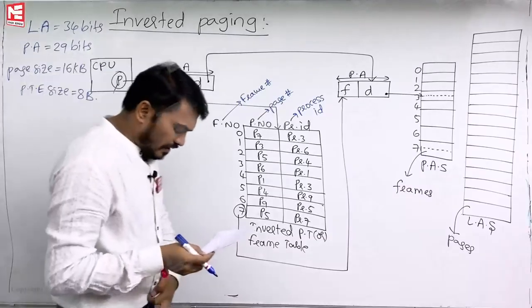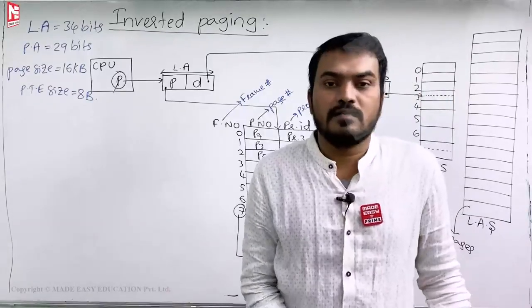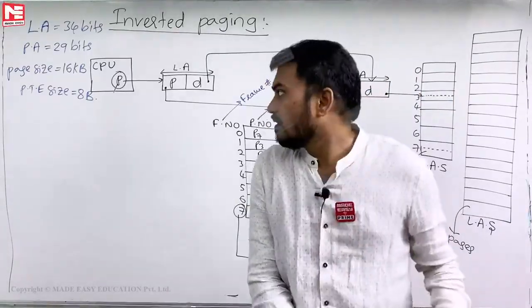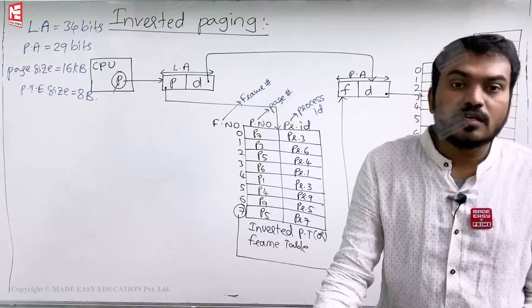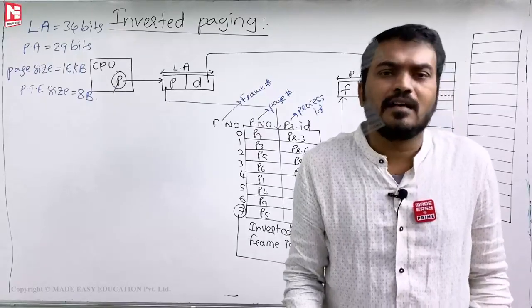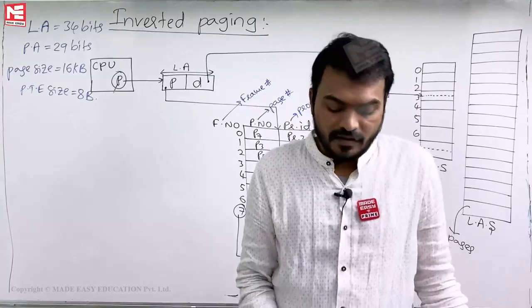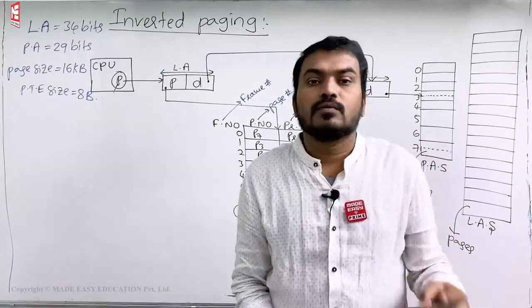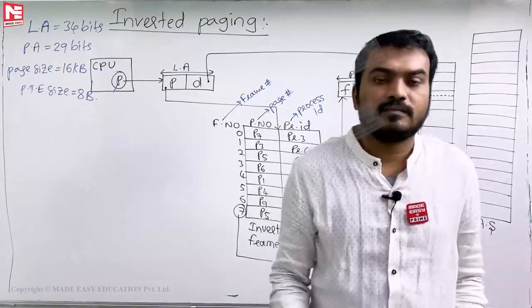Then calculate question number 1: the conventional page table size. Conventional means what? Normal page table. Conventional page table size. Question number 2: inverted page table size.